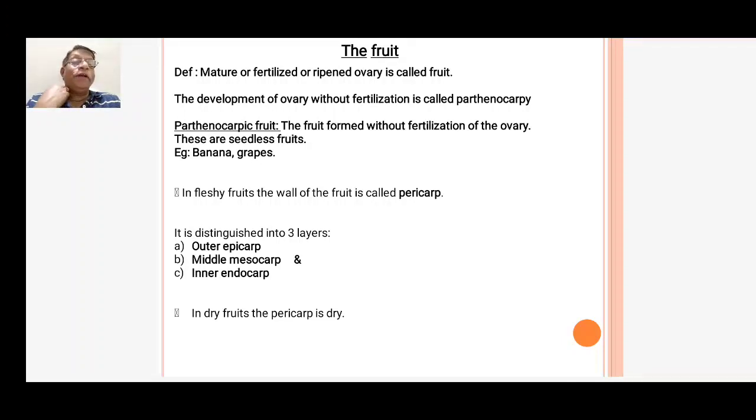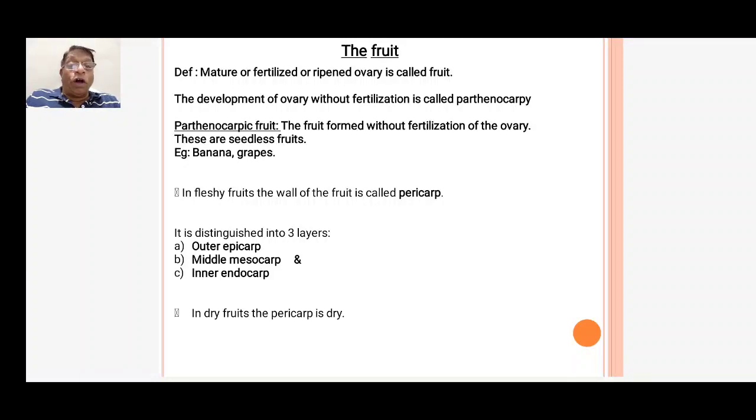Now, the fruits have a wall. We call it the fruit wall. The fruit wall may be fleshy or even dry. The wall of the fruit is called pericarp.